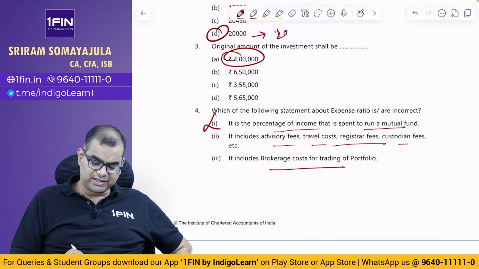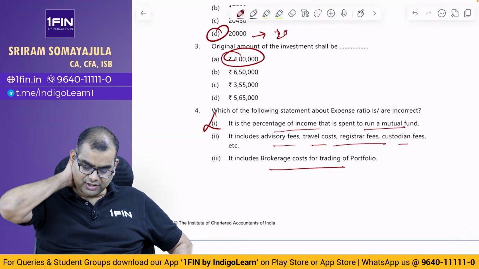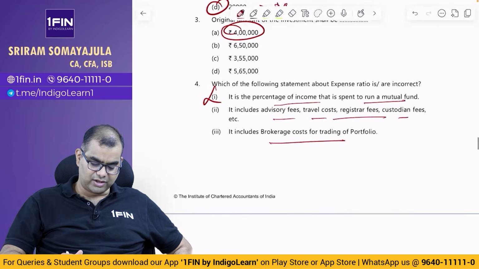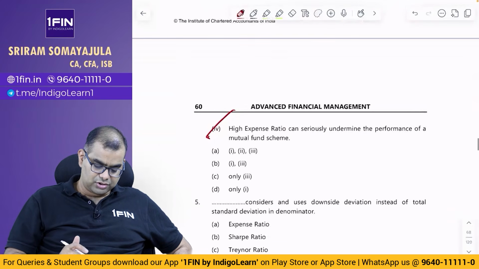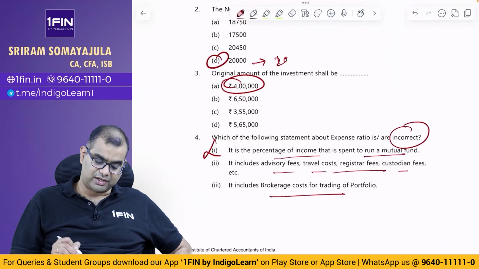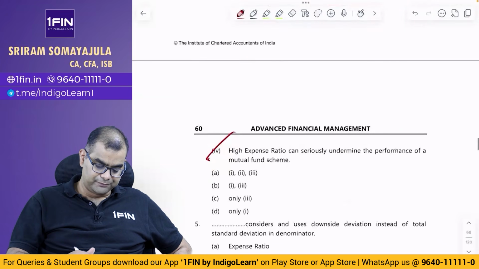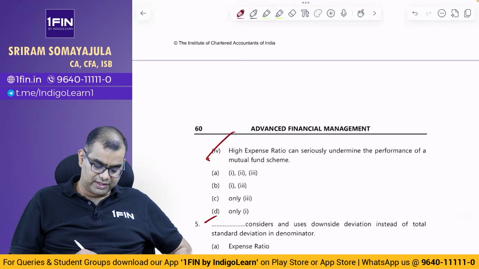It includes advisory, travel, registrar, custodian. It includes brokerage. Now, I think there is a very specific term for brokerage, whether brokerage is there or not. So, 2, 3 and 4. Achha, they are asking which are incorrect. So, 1 is definitely incorrect. So, it is either option A, B or D.